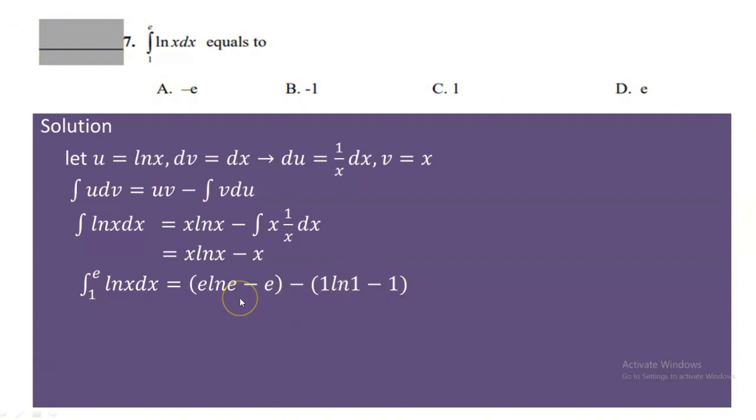So what you are having now is the following, students. This is e minus e, because ln e is already 1, and 1 times e is e. E minus e, as I told you, is 0, minus. Here we have ln 1, which is 0 again. 0 minus 1 is minus 1. So 0 minus minus 1 is obtained, and this makes 1. So the answer for this is going to be C, because it is already written under item C.